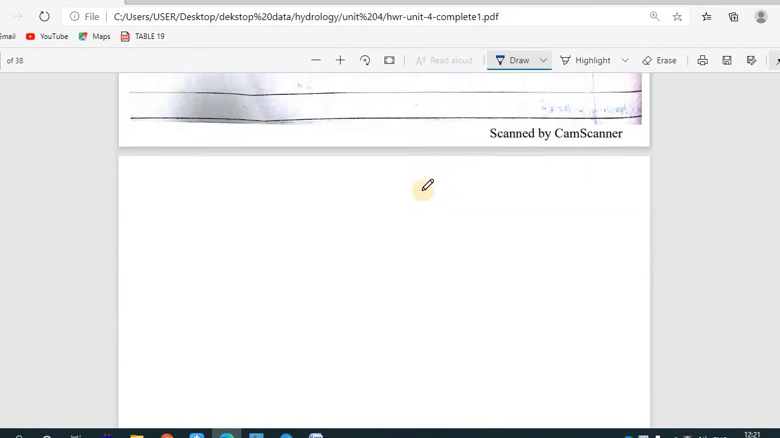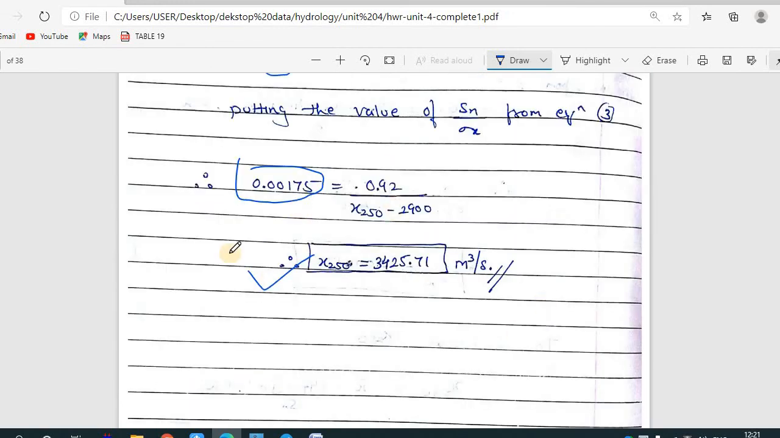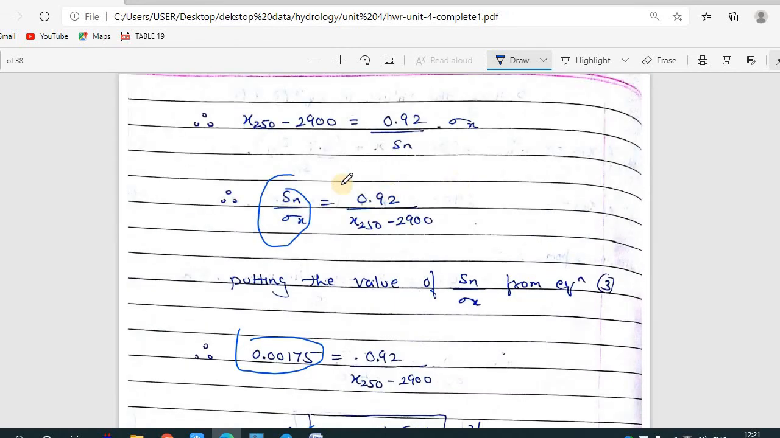Okay, so these are all the variations related to your Gumbel's method. I think I have cleared all the numericals related to your Gumbel's method. If you have any doubt related to this, please let me know in the comment section, or you can directly WhatsApp me by taking a screenshot.